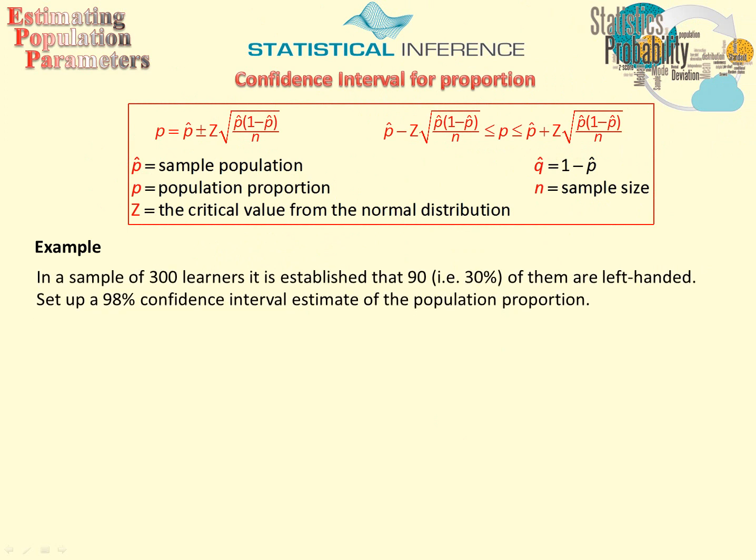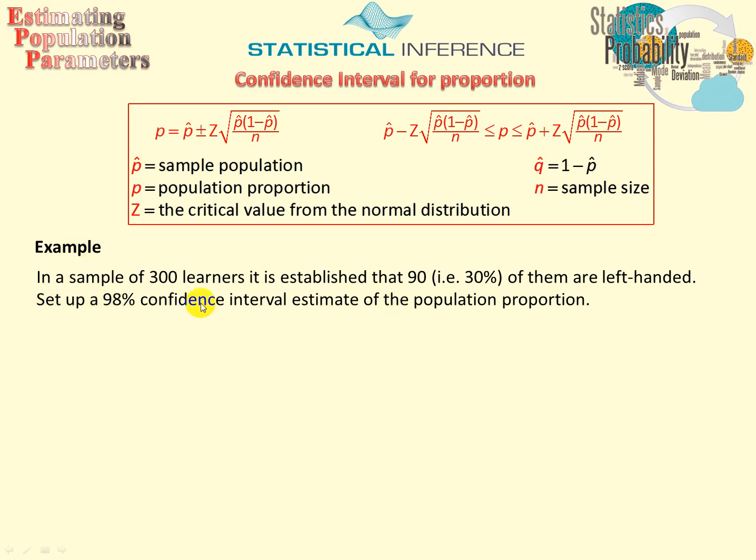So let's look at an example. A sample of 300 learners established that 30% of them are left-handed. Set up a 98% confidence interval estimate of the population proportion. Well, 30% are left-handed. Now that's almost like the mean we did before. So P hat is 30%, so Q hat is 70%, 0.3, 0.7.